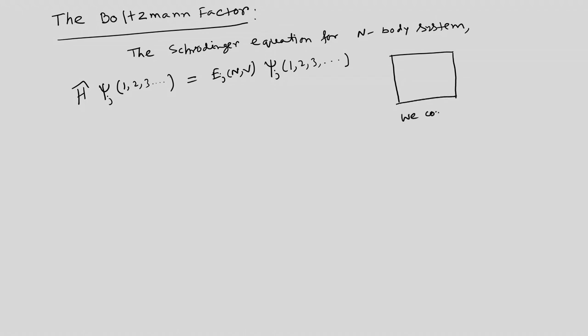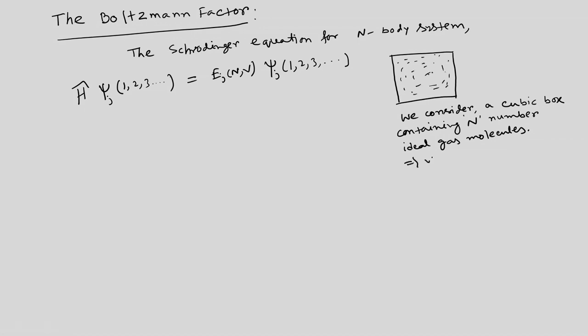So we considered a cubic box containing n number of ideal gas molecules. So we have one container here, and the volume of the container is V. And the length of each edge of this box is A, suppose. So this is the system we are considering here.